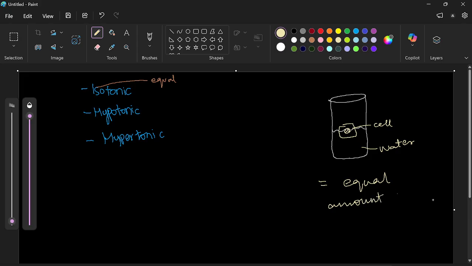Just remember that it is the amount of solute we're taking a look at, not the amount of water or any other thing. So there's an equal concentration of solute. Three molecules here, three here, equal. And so a cell is basically stable in an isotonic solution. So this is isotonic.